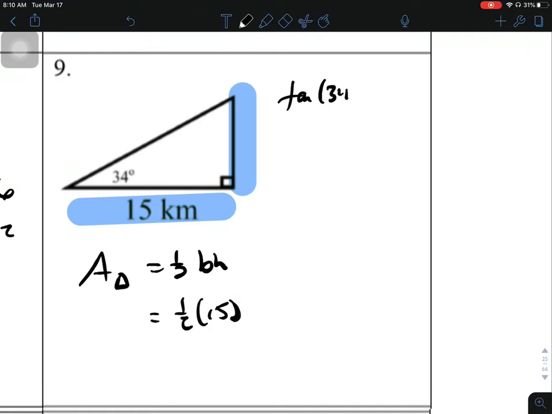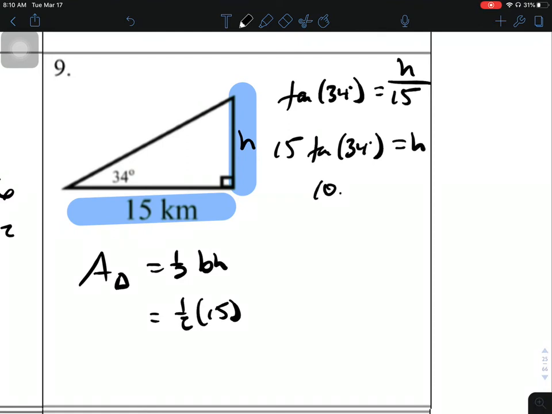Yay! Tangent of 34 degrees, we'll call this the height, is the opposite leg over the adjacent leg. So that's the height over 15. I multiply both sides by 15. Put this in my calculator, make sure it's in degree mode. To 2 decimal places, I get 10.12.